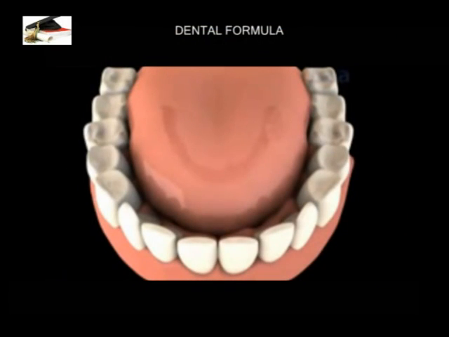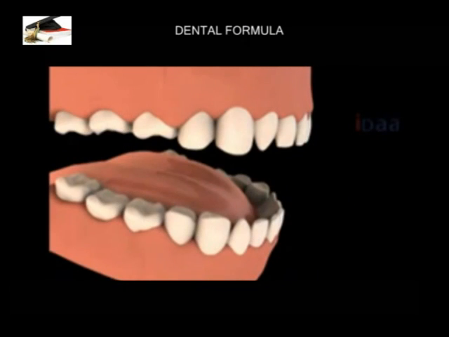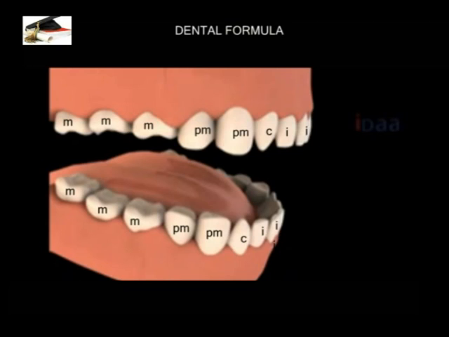Dental formula describes the number, type, and position of the teeth in the jaw of mammals. The number of teeth recorded represent the half-total teeth in the upper and lower jaws. The names of types of teeth are abbreviated as follows: incisors as I, canine as C, premolars as PM, and molars as M. The dentition determines the mode of feeding, whether herbivores, carnivores, or omnivores.